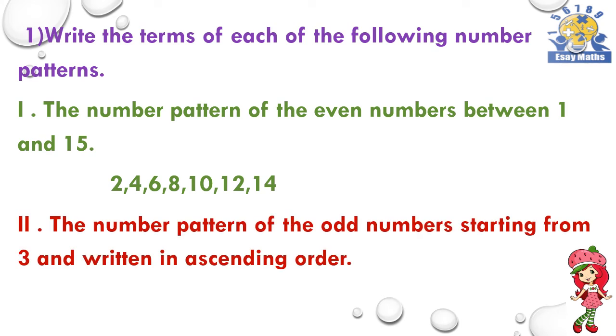Roman number 2, the number pattern of the odd numbers starting from 3 and written in ascending order. What are the odd numbers starting from 3? 3, 5, 7, 9, 11, 13, 15 and so on. So, to express that this is an infinite number pattern, you should put a comma sign at the end of the number pattern and ellipsis. It means comma and 3 dots.